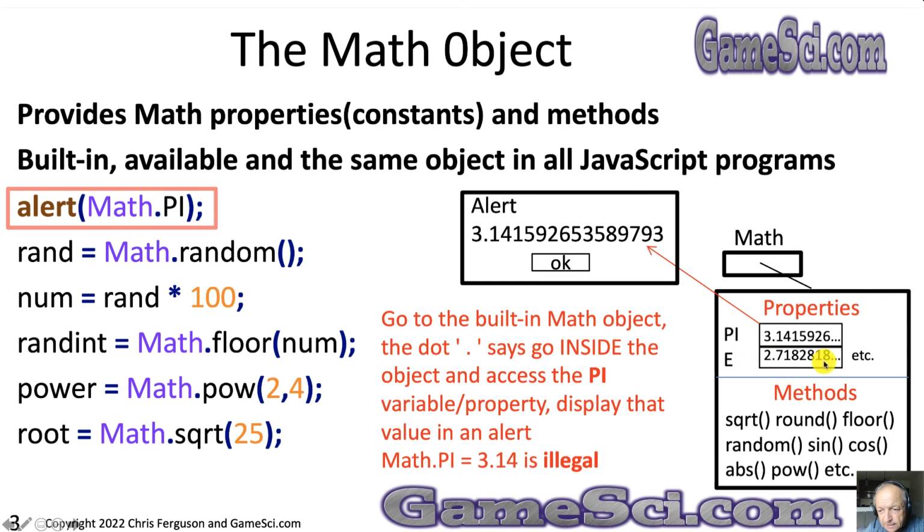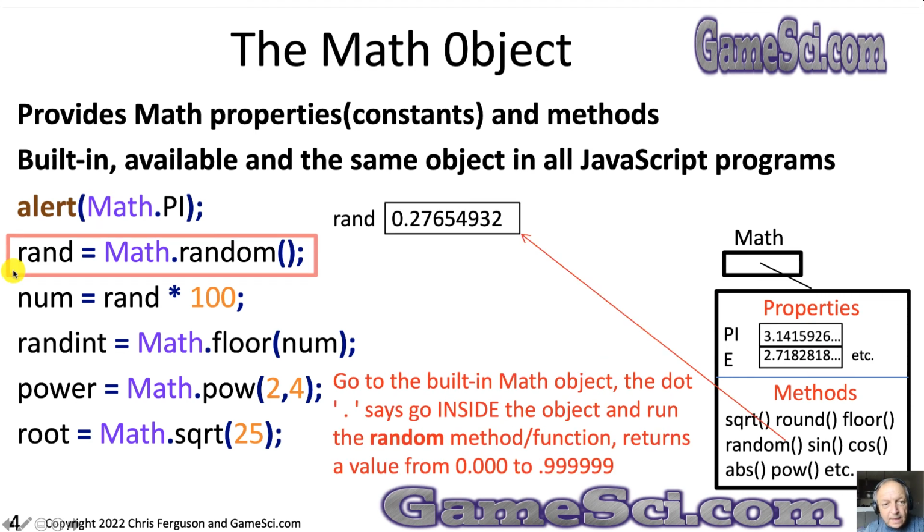It's a constant. If I try to change it, I'll get an error message when my code tries to run. But I can display it and I can use it in the calculation. I just cannot change it. So like I say, math has variables or properties inside of it. Math also has functions inside of it, or methods better.